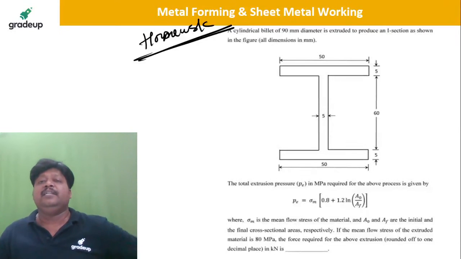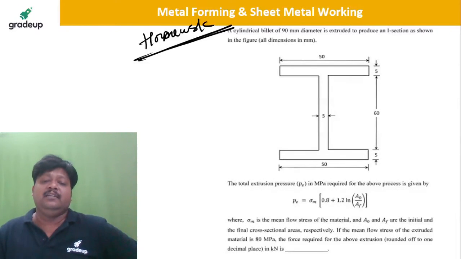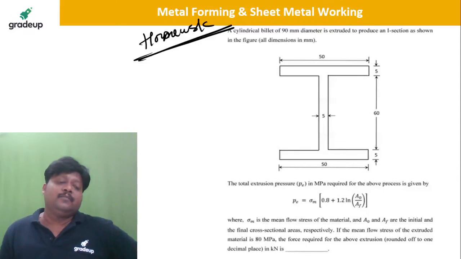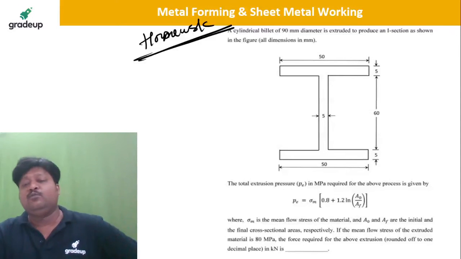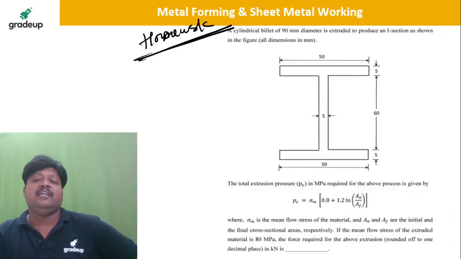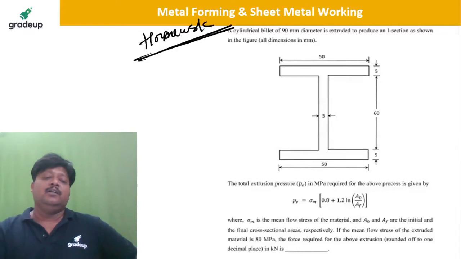Solve this question. A cylindrical billet of 90 mm diameter is extruded to an I section as shown in the figure. Total extrusion pressure is given as P equals sigma m into bracket 0.8 plus 1.2 ln of A original by A final, and calculate the extrusion load. This is also a very good question, dear students. This is Johnson's equation we are using for calculation of the load.